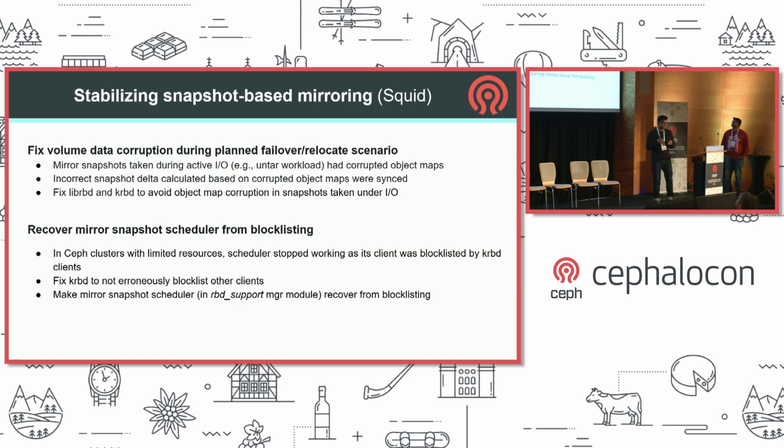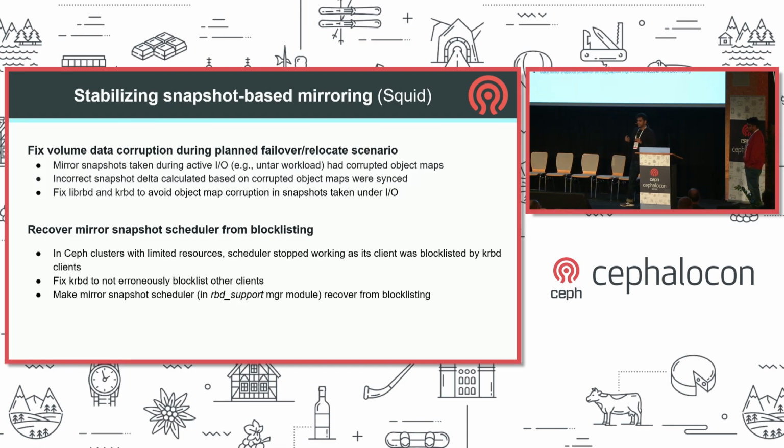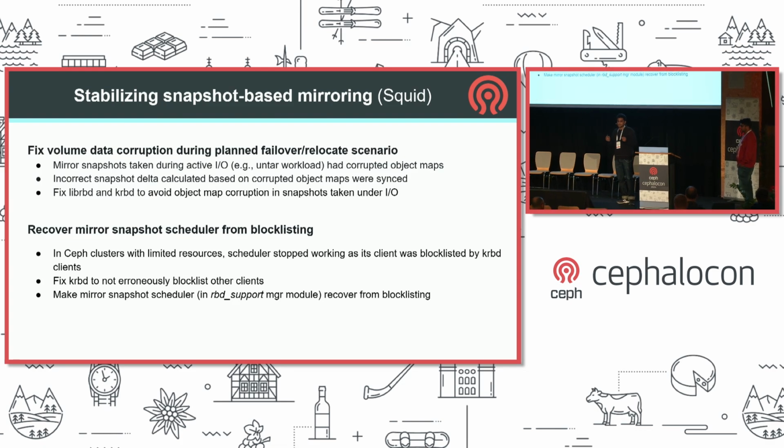So we were rigorously testing the snapshot-based mirroring feature in different environments. One of the issues we identified was when taking mirror snapshots of the primary image under I/O, and then executing a relocate scenario where we demote the primary image and promote the secondary image, the secondary image was corrupted. So we made changes to the librbd and krbd clients to make sure that they don't corrupt the object maps of primary mirror snapshots that are taken under I/O. Snapshot-based mirroring relies on these object maps to create the snapshot delta that is synced over to the secondary.